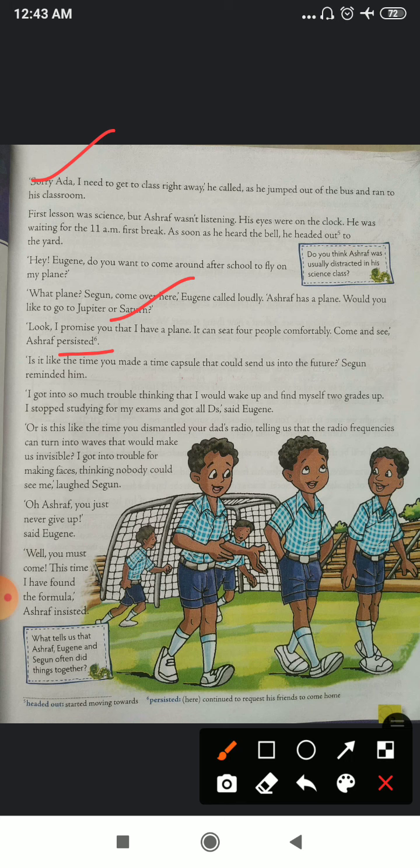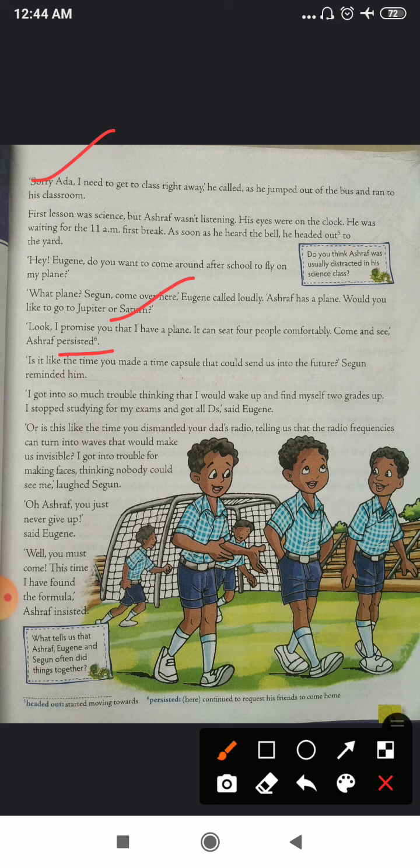"Is it like the time you made a time capsule that you could send us into the future?" Sigan reminded him. So once, what happened before the invention of the plane? What invention did Ashraf make? He made a time capsule. I hope you all have heard about the time machine, which can take you 2 or 3 years back or forward. In the same way, once Ashraf invented a time capsule, saying to his friends that it can take them to the future.